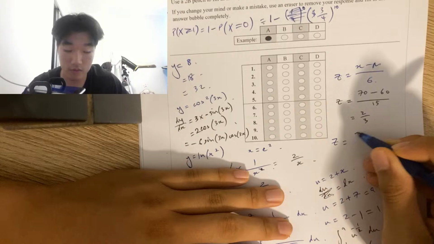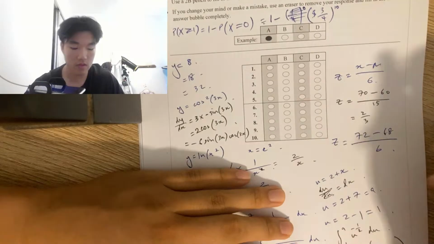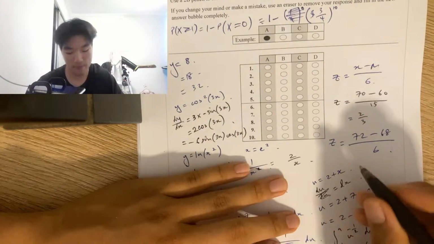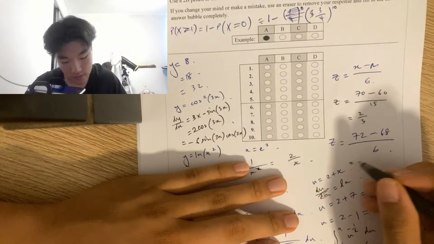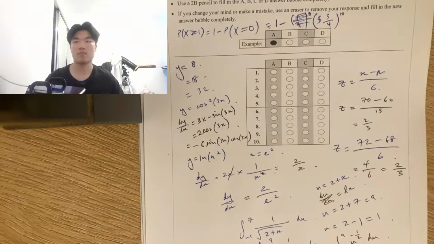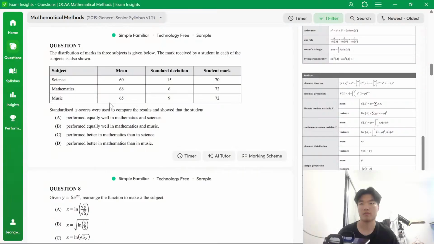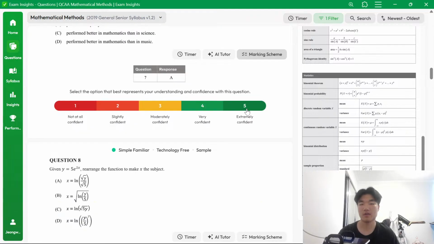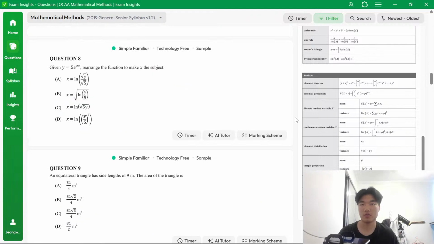72 minus 68 divided by 6. So the student scored 72 and the mean was 68. The difference in that is 4/6, which is 2/3. So science and math was the same. They performed equally well in maths and science, so it's A. Yep, the z-score was the same, and we can use z-scores to compare different subjects.